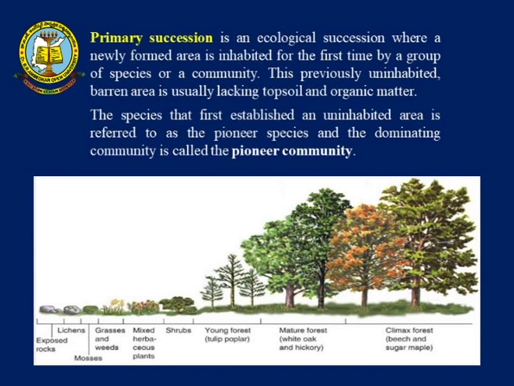Here you can see the primary succession in this picture: an ecological succession where a newly formed area is inhabited for the first time by a group of species. This previously uninhabited barren area is usually lacking topsoil. So, there is no topsoil, and then the new plant grows as a pioneer structure. Now the pioneer structure can grow completely to form a climax community.